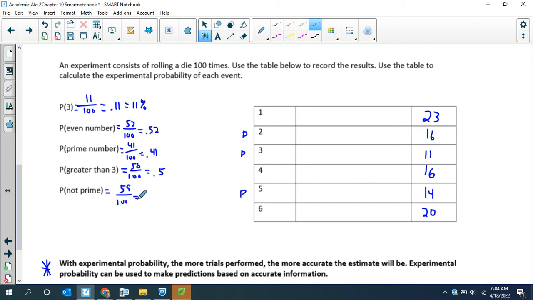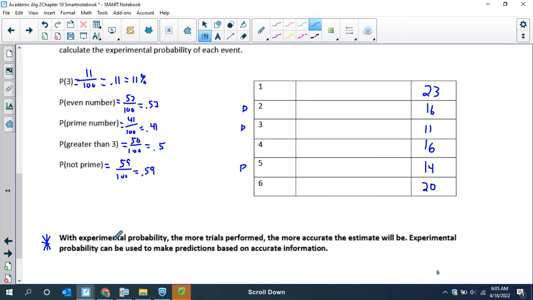So again, experimental probability is when we're actually doing it and getting our probabilities based off our results. And again, like I said here, the more times we actually do it, the closer our experimental probability will be to our theoretical. So we'd probably want to do this a couple thousand, if not million times to get it really, really close.